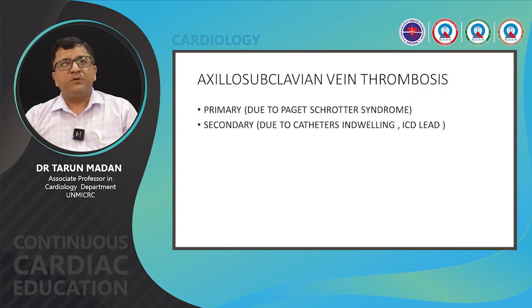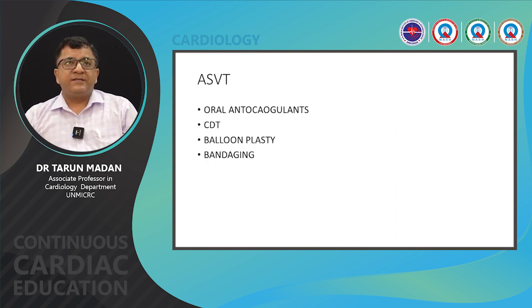Axillo-subclavian vein thrombosis accounts for the majority of patients coming to the OPD with upper limb DVT. It can be secondary, due to catheters, indwelling IJV lines, subclavian lines, or pacemaker leads, or it can be primary because of stress-induced Paget-Schroetter syndrome, which can give rise to thrombosis in the thoracic inlet. Axillo-subclavian vein thrombosis we can manage conservatively by giving oral anticoagulants.